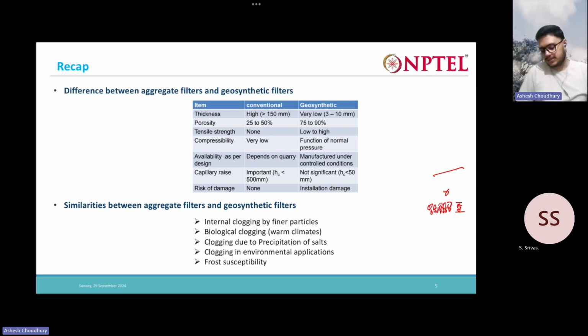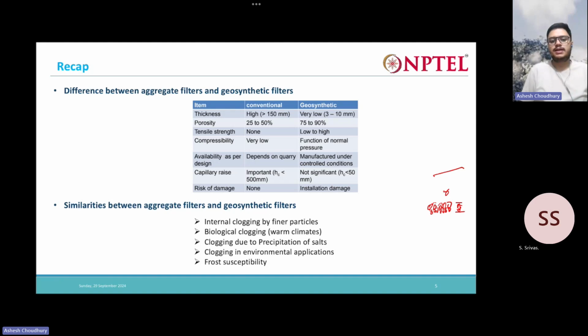Next, compressibility. Compressibility is very low in the case of aggregates. Compressibility means the tendency of the thickness to decrease when you apply pressure. In normal cases it is very low, but in the case of geosynthetic, as it's very thin and like a textile or fabric, the thickness is directly dependent on the normal pressure, the normal load on it. So the compressibility is a direct function of the normal pressure.